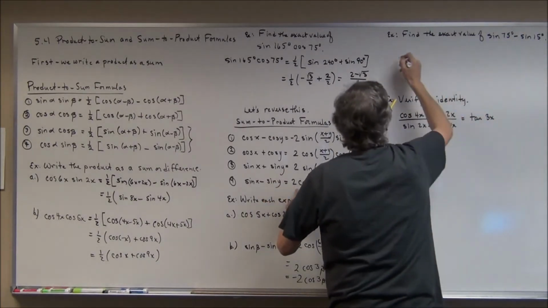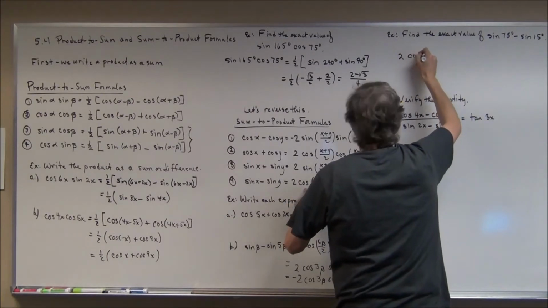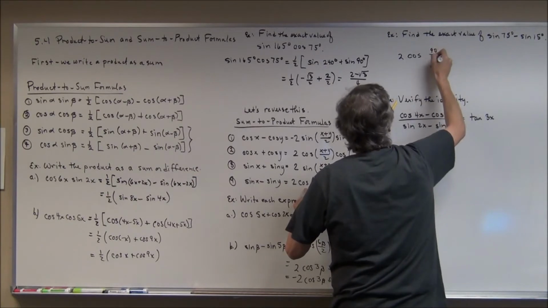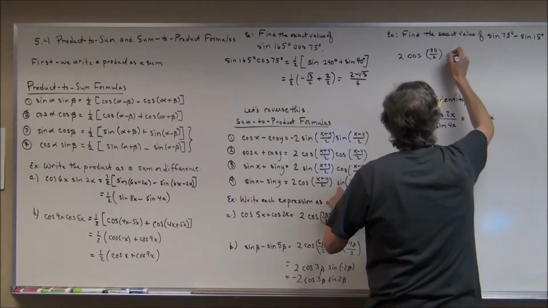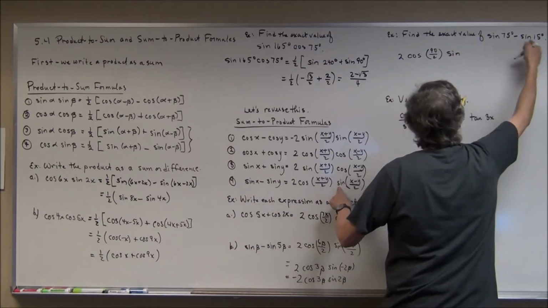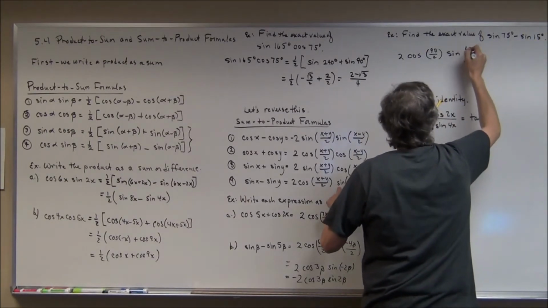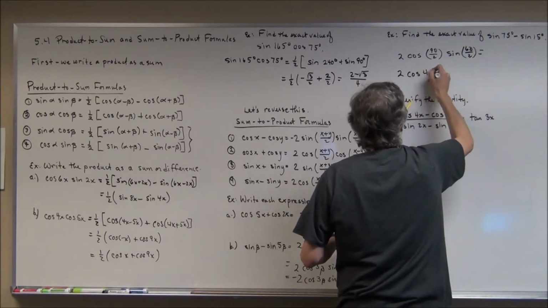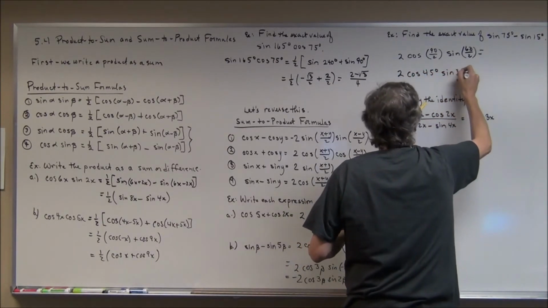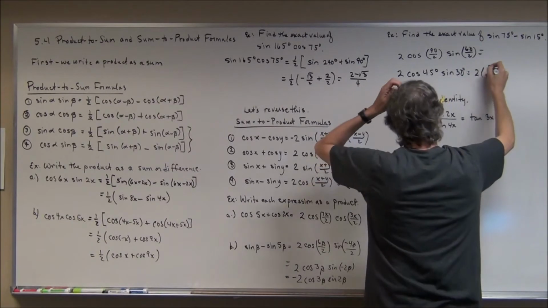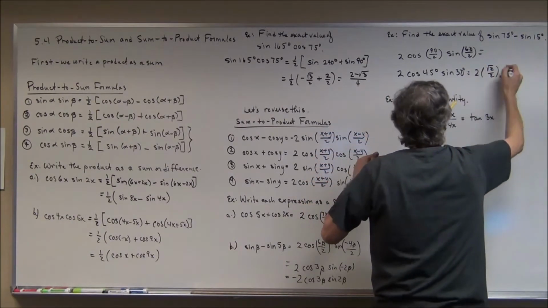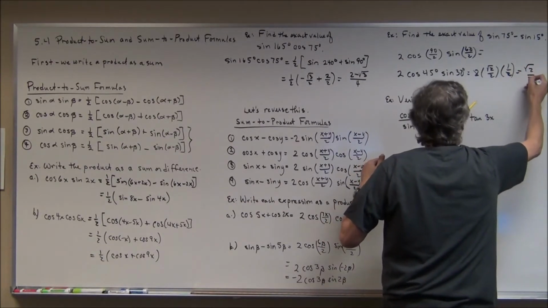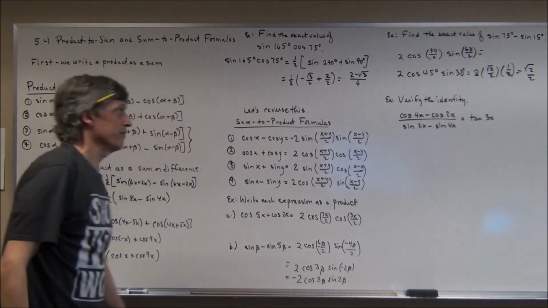So according to this, this is 2 times the cosine of x plus y. That would be 90 divided by 2. The sine of x minus y, that would be 60 divided by 2. So this is 2 times the cosine of 45 degrees, sine of 30 degrees. So that's 2 times the square root of 2 over 2 and 1/2. So I get the square root of 2 over 2. And there's my answer, an exact value.